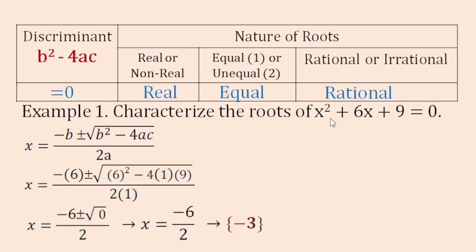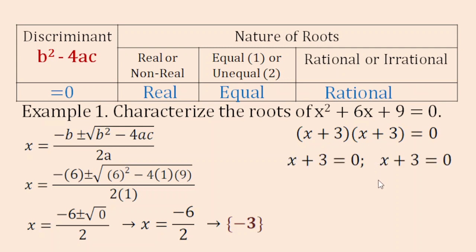And as a matter of fact, if we are going to solve x squared plus 6x plus 9 equals 0 by factoring, we get this. The quantity x plus 3 times the quantity x plus 3. These are the factors of x squared plus 6x plus 9. And equating both factors to 0, we have x plus 3 equals 0 and x plus 3 equals 0. Subtracting 3 from both sides, we have x equals negative 3.